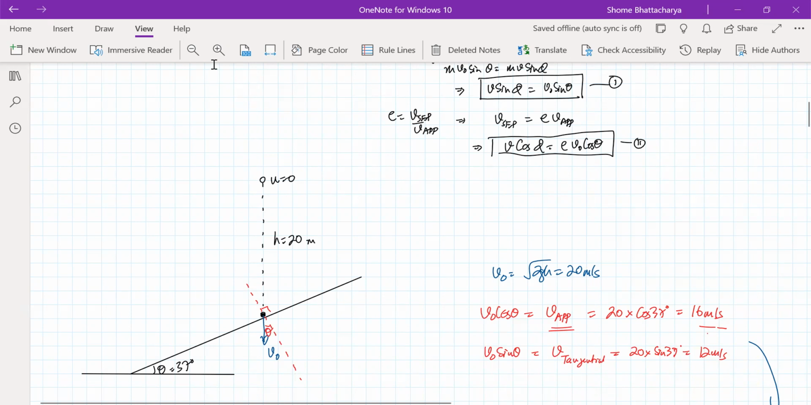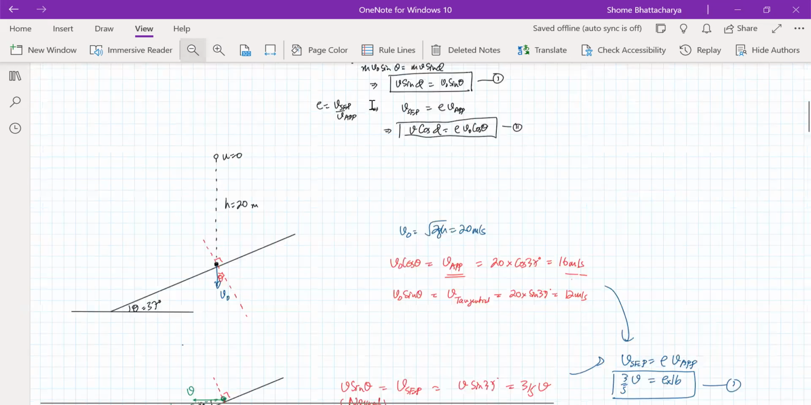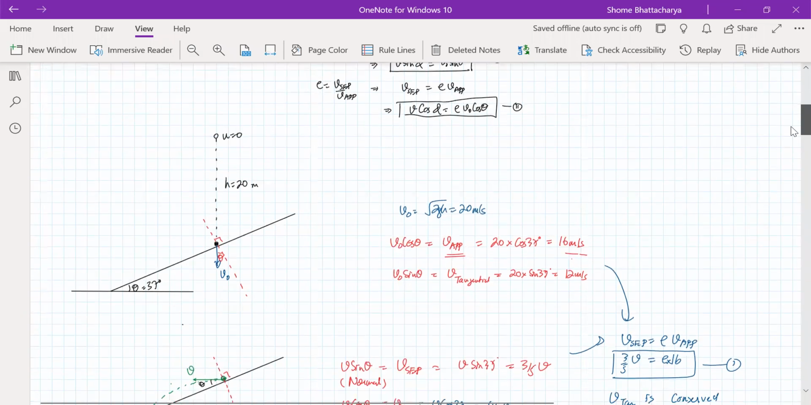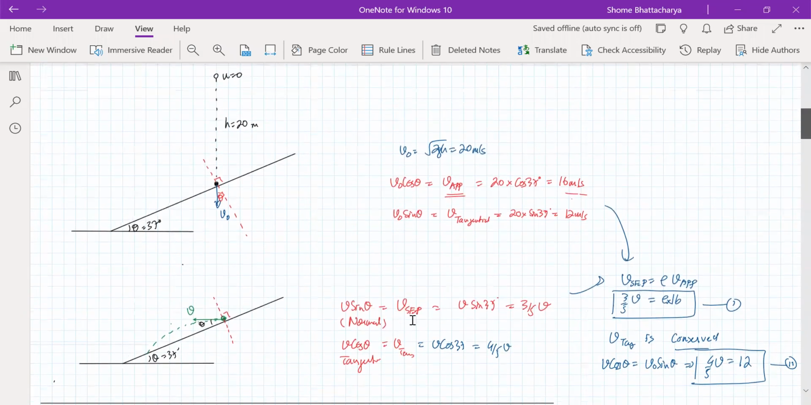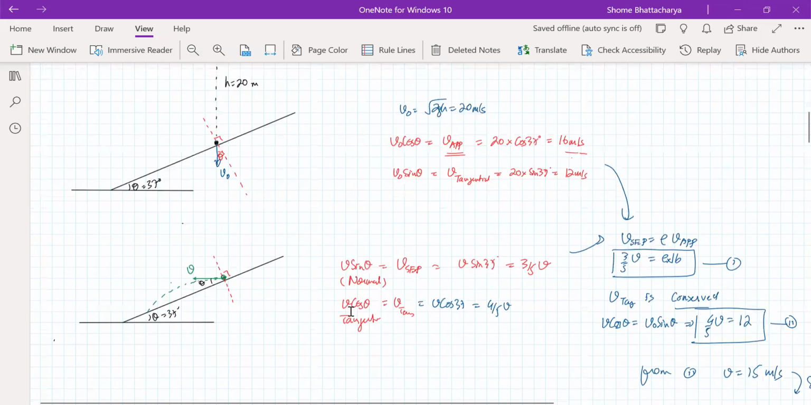So this is the situation just before impact. Now we will compare this situation to the situation just after impact. And that we will see is like this. If just after impact, the velocity is horizontal and is equal to V, so you can see what is the tangential component. Now it is V cos theta, or it is 4 by 5 V. And what is the normal component? It is V sin theta. So it's 3 by 5 V. So that is the separation velocity.